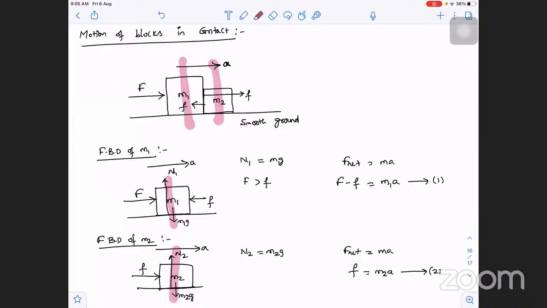So I know the first equation. I know the second equation. From these two, can we find out acceleration? Yes. How?